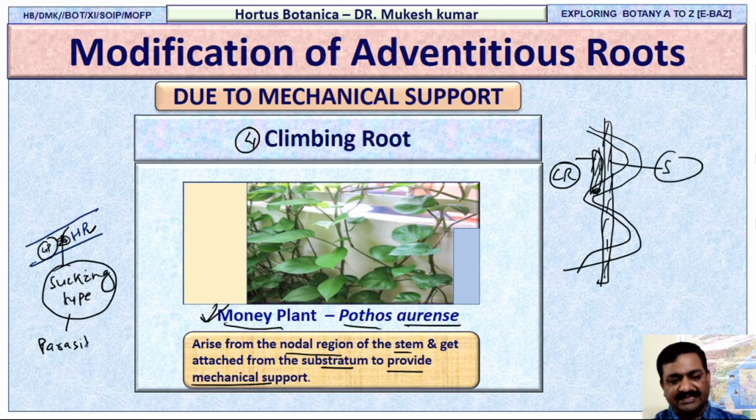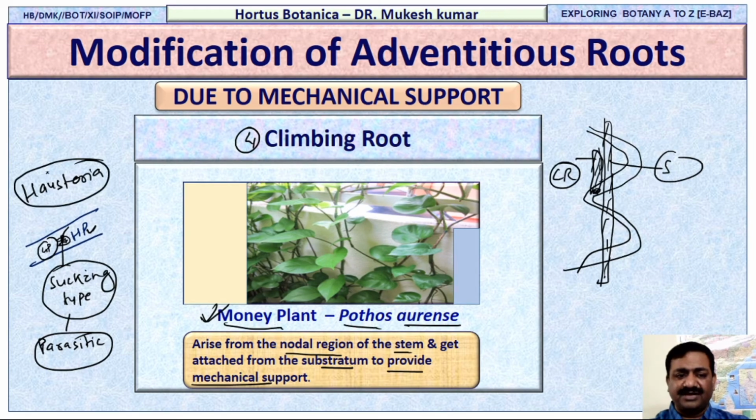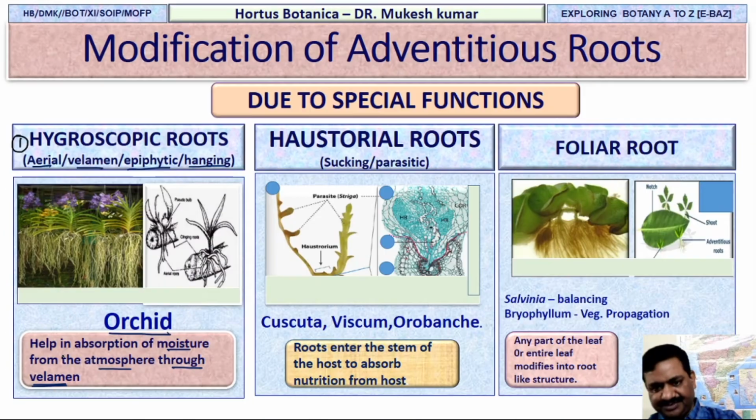So this is the parasitic nature. That's why the root which is acting like that through special tissues, and those tissues are called haustorial tissue. Haustoria is there. So it's also known as haustorial root or sucking root or parasitic root. Isn't it? So see, these are the haustorial roots, also known as sucking root, parasitic root. Examples are Cuscuta, Viscum, Orobanche.